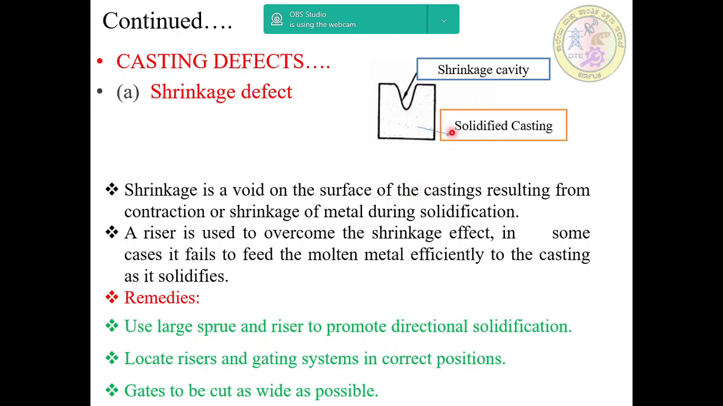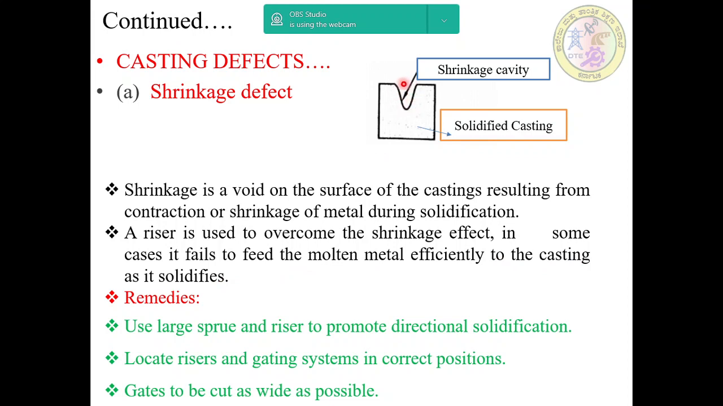As shown in the sketch, this is the solidified casting. While solidification takes place, the size of the casting is reduced, that is, volume contraction takes place, and then this shrinkage cavity, this void, is formed on the top side. The riser is used to overcome the shrinkage effect. In some cases, it fails to feed the molten metal efficiently to the casting as it solidifies.